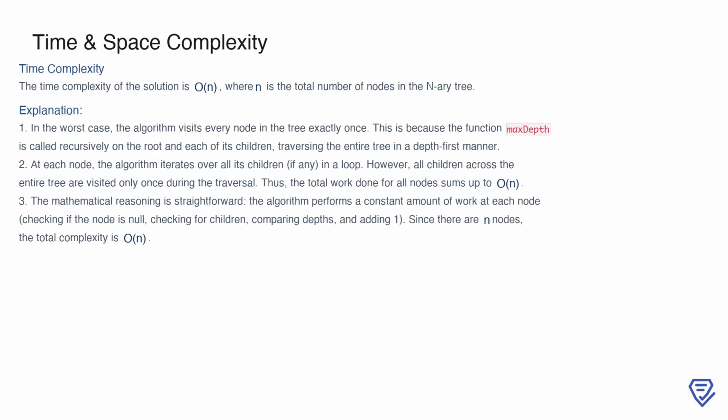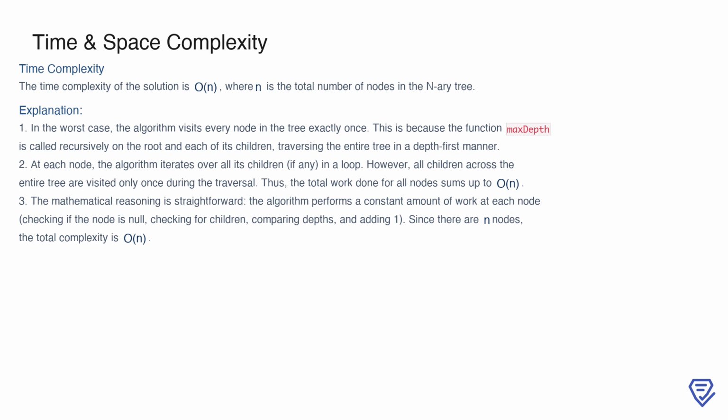The time complexity of this solution is O(n), where n represents the total number of nodes in the N-ary tree. This makes sense because the algorithm needs to visit every node exactly once. The depth-first recursion ensures that we traverse the entire tree, starting from the root and then moving to each child node. At each node, we loop through its children, but it's important to note that every child across the entire tree is visited only once during the traversal.